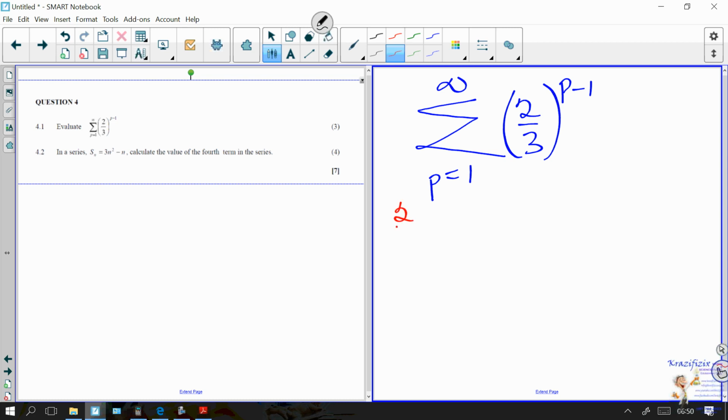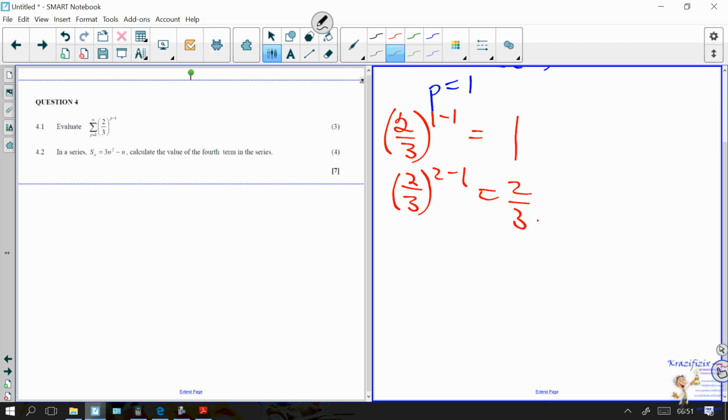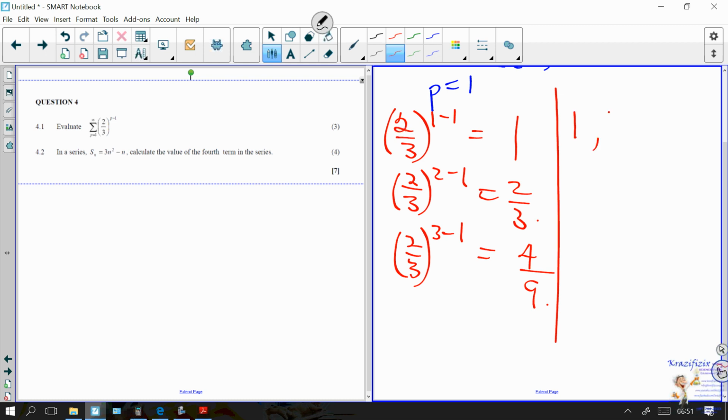1 minus 1 would give me, so my first term is (2/3)^(1 minus 1), which is equal to 1, because it is 2 over 3 to the power 0. What's my second term? (2/3)^(2 minus 1). And what is that? 2 over 3. Okay. And then my third term, (2/3)^(3 minus 1) would give me what? 4 over 9. So here is what I have: 1, 2 over 3, and 4 over 9.